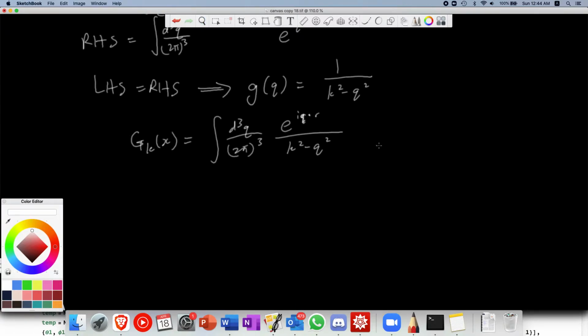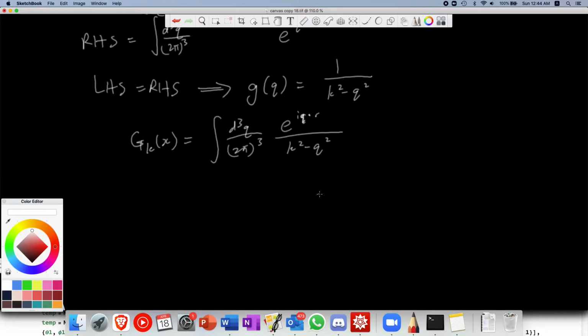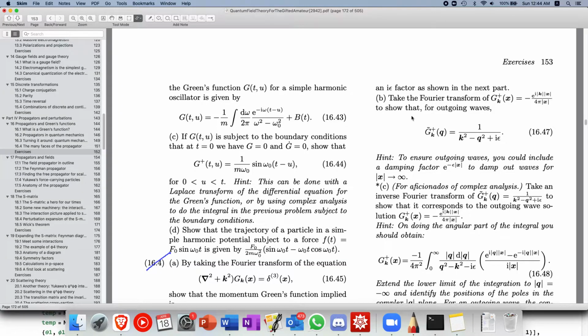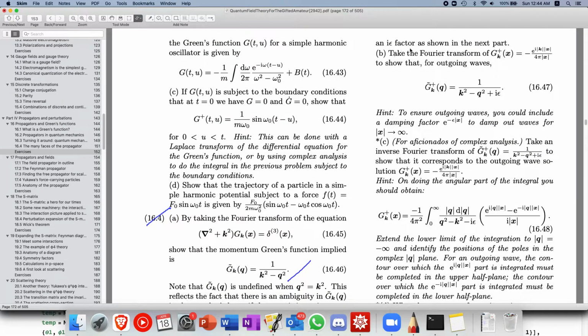There are multiple choices for this, but the first step would be to convert this to spherical coordinates. I did a similar procedure in the previous video on the Green's function of the Laplacian minus k squared, I believe. Yes, in the previous video I did this. But let's continue with this question first. We will follow an approach where we stay as close as possible to the exercise.